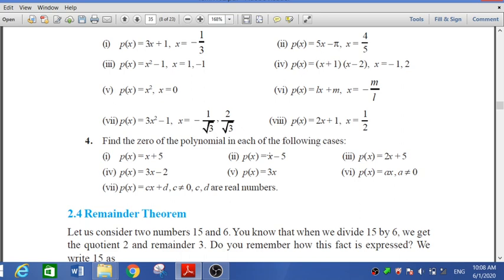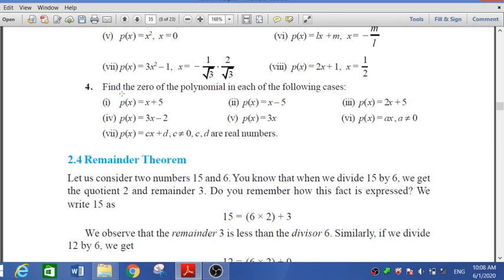Now question number 4. Find the zeros of the polynomial in each case. Already we have discussed zeros of a polynomial, that is simple. I am explaining. I think I have to complete all the sums here. So x plus 5. What I have to write, x plus 5 is equal to 0. Therefore x equal to minus 5. That is my answer. Here x minus 5 is equal to 0. Second, x minus 5 is equal to 0. So I have to put x equal to 5.